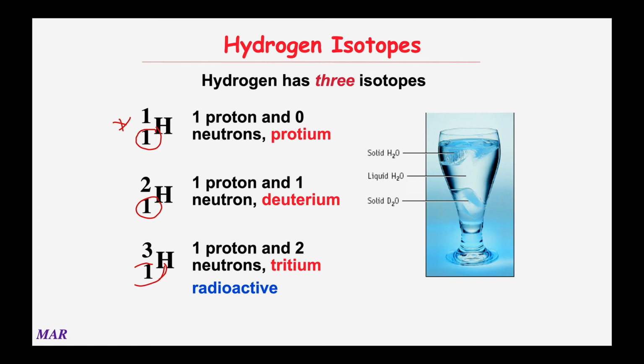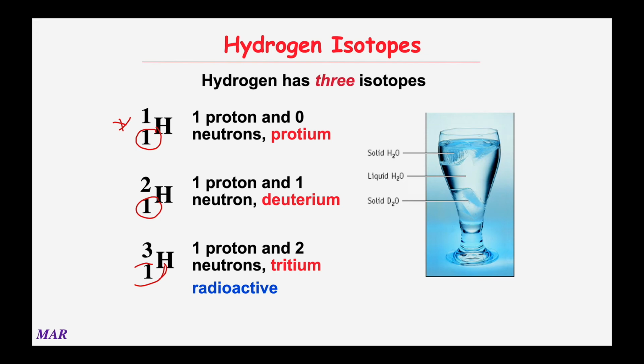And if we subtract the protons, which is 1, that means this first one here has 0 neutrons. And that's called protium. Protium is by far the most common form of hydrogen. It's 99.9 some percent of all the hydrogen. Very, very common. When you drink water, most of the water, which has hydrogen in it, is protium.